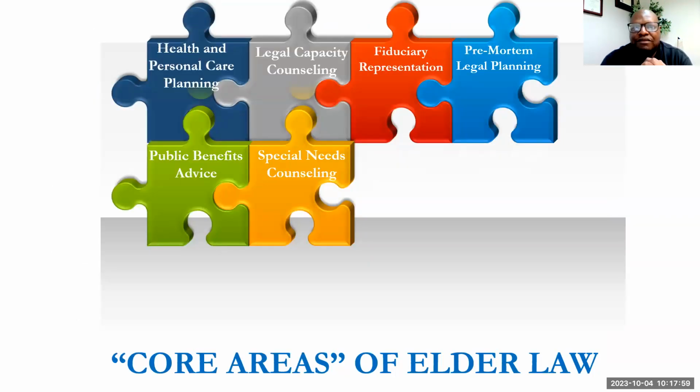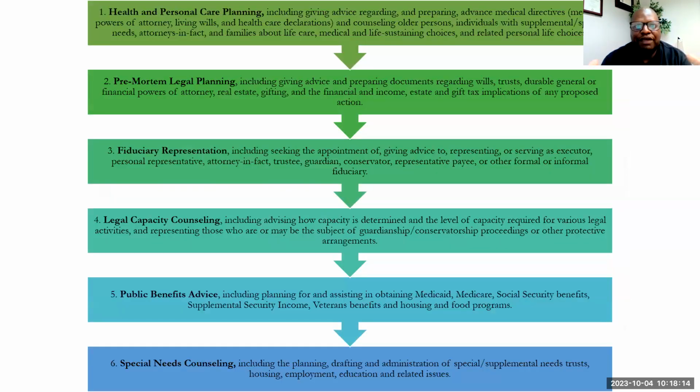So originally, I showed you 12 areas. Six of them are what we call the core areas. These are areas that every elder law attorney needs to know. And I'm going to walk you through these and kind of explain how they fit.